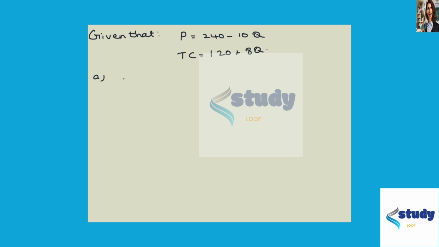So, TR is equal to PQ. So, this is equal to 240 minus 10Q times Q. So, TR is equal to 240Q minus 10Q squared. Now, we need to find the profit function.